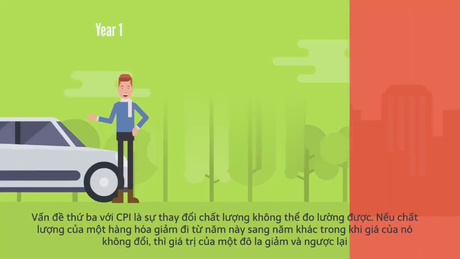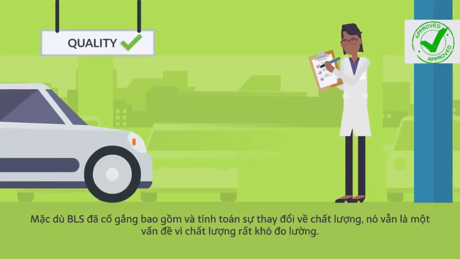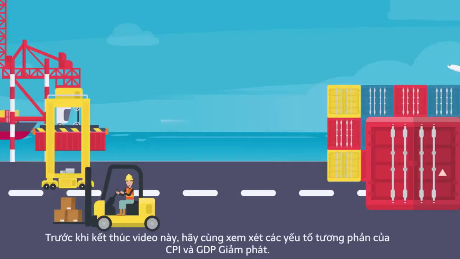The third problem with the CPI is unmeasured quality change. If the quality of a good deteriorates from one year to the next while its price remains the same, the value of a dollar falls and vice versa. Despite the BLS's attempt to account for quality change, it still remains a problem because quality is hard to measure.